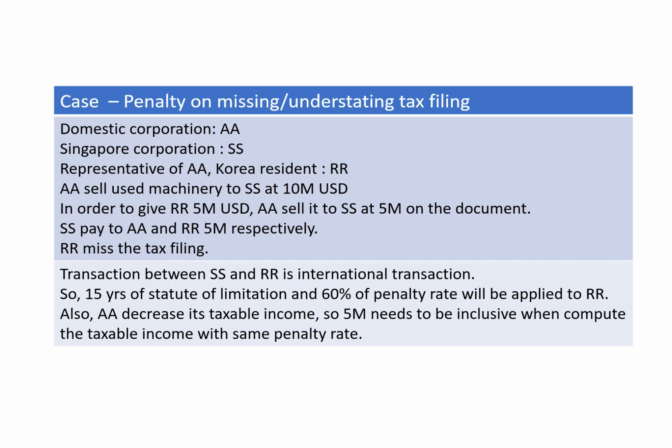In this case, the transaction between SS and RR is an international transaction. So the 15-year statute of limitation applies, and the 60% penalty rate also applies to RR. Also AA, the domestic corporation, decreased taxable income fraudulently, so 5 million needs to be included when computing the taxable income, with the same penalty rate, because this also is an international transaction.